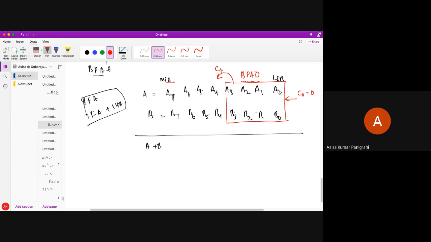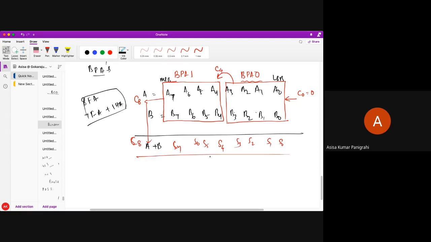Now A7, A6, A5, A4 and B7, B6, B5, B4 again require another BPA, that is BPA1, and it produces the carry output C8, as a carry out C8. And what are the sums? It generates sum S0, S1, S2, S3, and this BPA will generate the sum S4, S5, S6, S7. Any doubt on this, students? So now do you understand what you need to do?